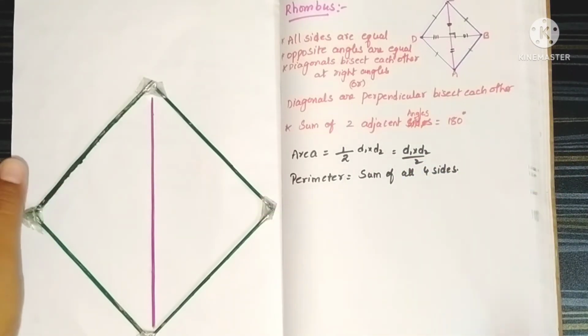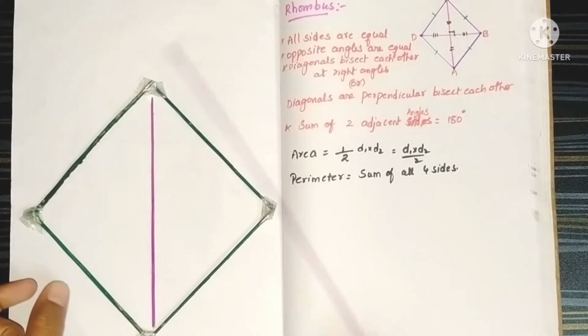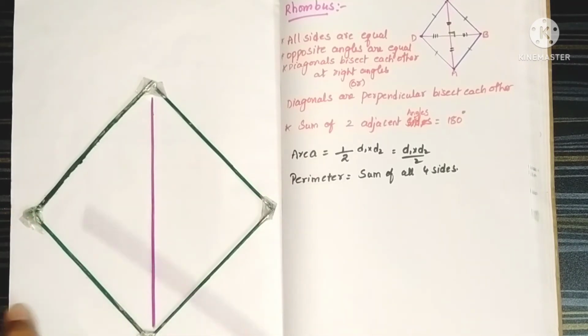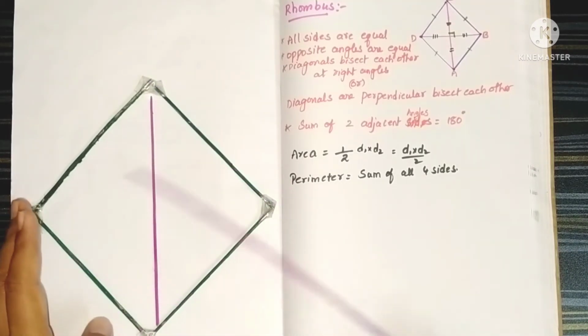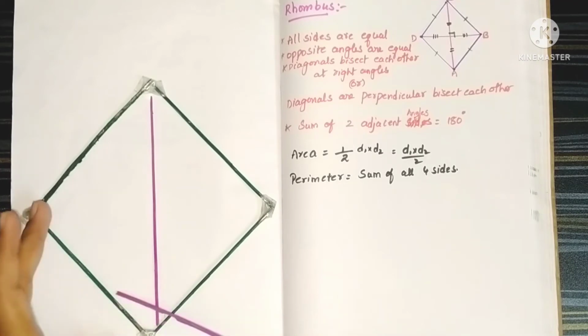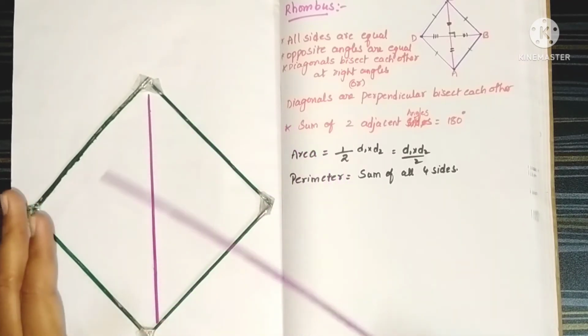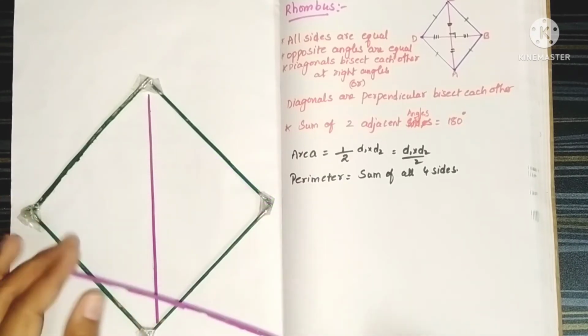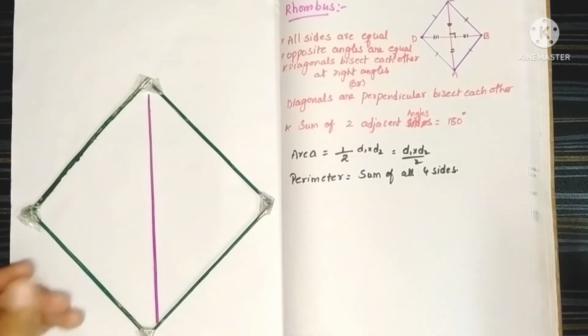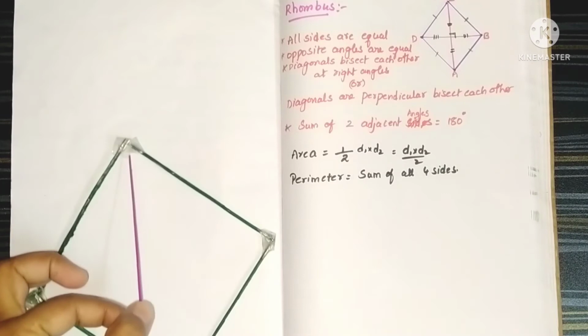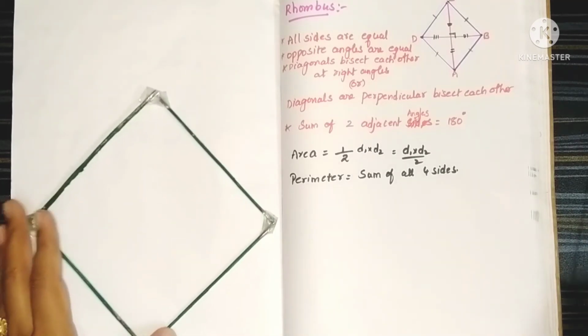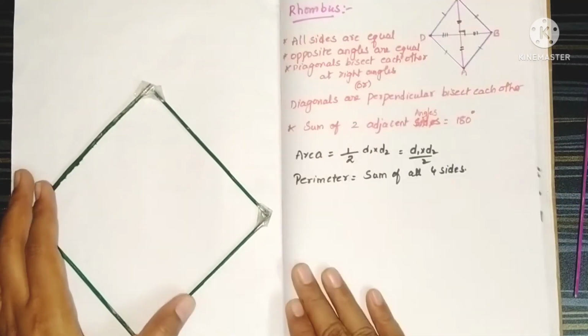So what can you say about a rhombus? In a rhombus, all the sides are equal and opposite angles are equal. The sum of adjacent angles is 180, and diagonals are not equal. Diagonals bisect each other perpendicularly. I told you what bisect is: bisecting means dividing into two equal parts.